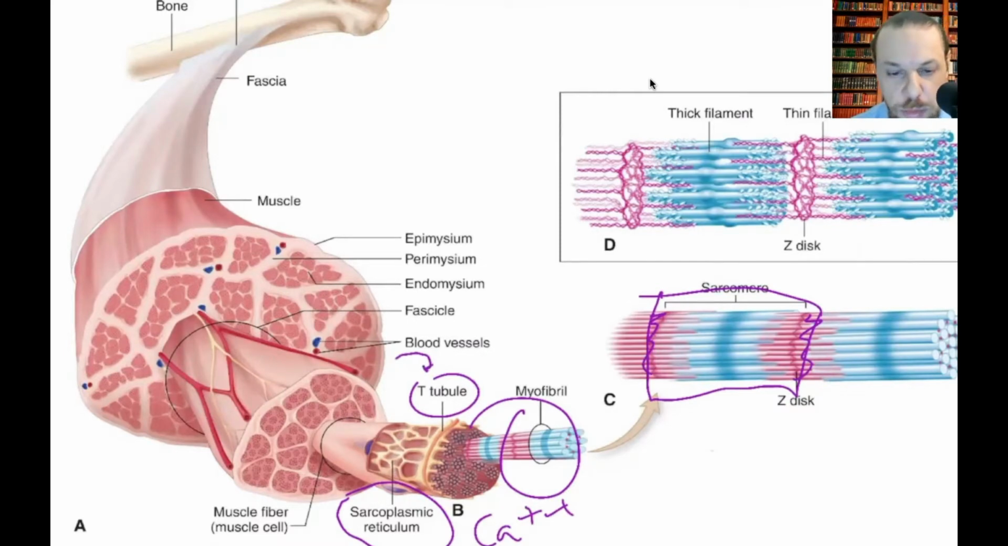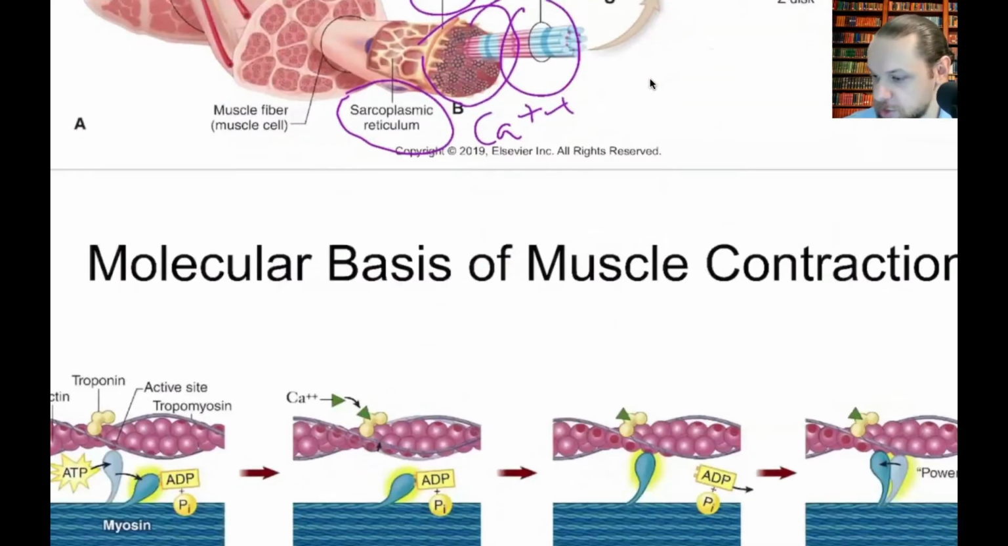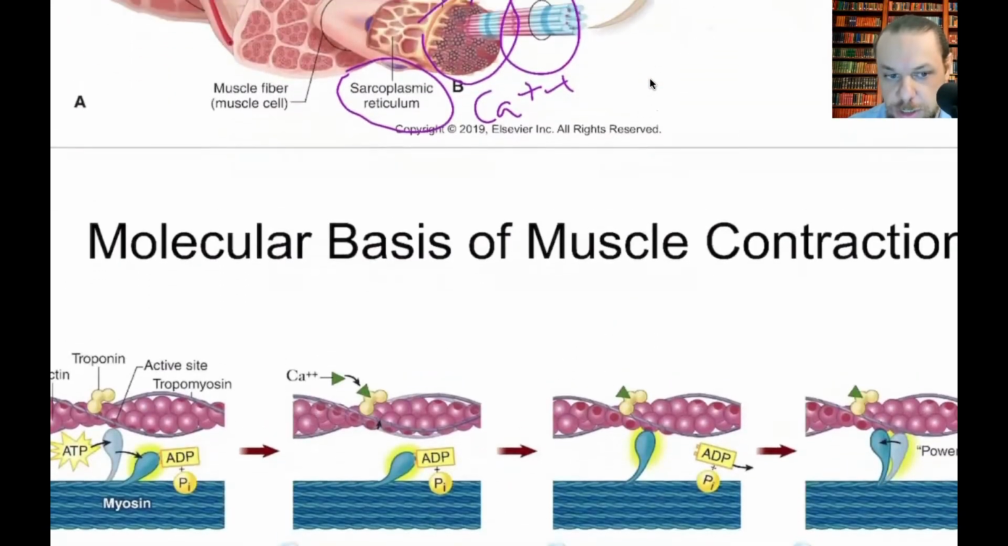And you see how much of it is around the muscle. So the moment the T-tubule gets the signal, it will trigger the sarcoplasmic reticulum to release all the calcium, and you see how it's enveloped the entire myofibril. So there'll be a lot of calcium release. So now let's talk about the actual contraction.